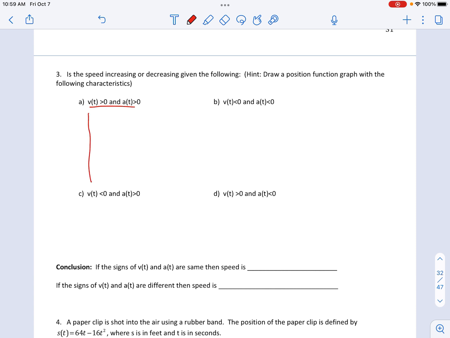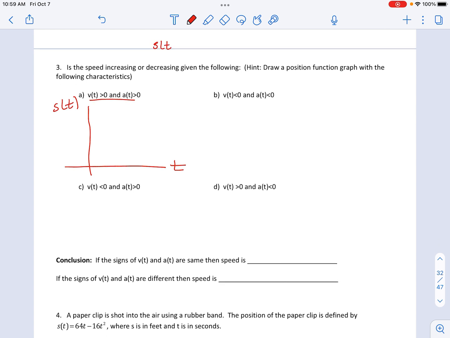So what we're going to do is look at the position graph. This is time, and S of t is going to be the position of this particle. If you remember, if I give you a position graph, like f of x, the velocity is really the first derivative of the position graph, and then acceleration is going to be the second derivative of the position graph. So if I tell you that the velocity is positive, that's your first derivative, so I know the original function is going to be an increasing graph.